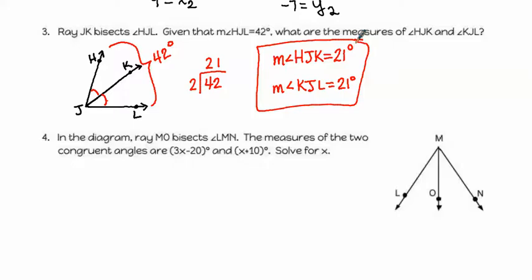4, last one. In the diagram, ray MO bisects angle LMN. Okay, so we see the ray MO drawn into angle LMN. Since it bisects it, we know that means we've got two congruent parts. The measures of the two congruent angles are 3x minus 20 and x plus 10. Now, because they are congruent, it doesn't matter which one is labeled as which. So I'm going to say this one is 3x minus 20, and this one is x plus 10.